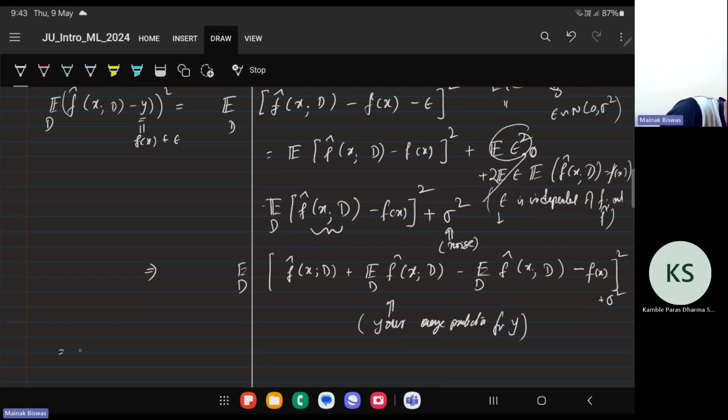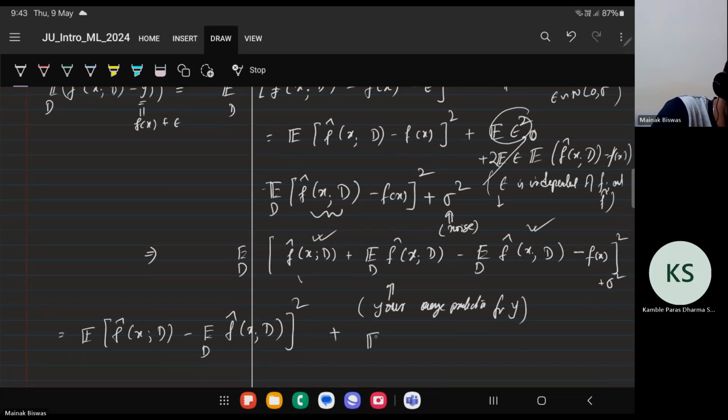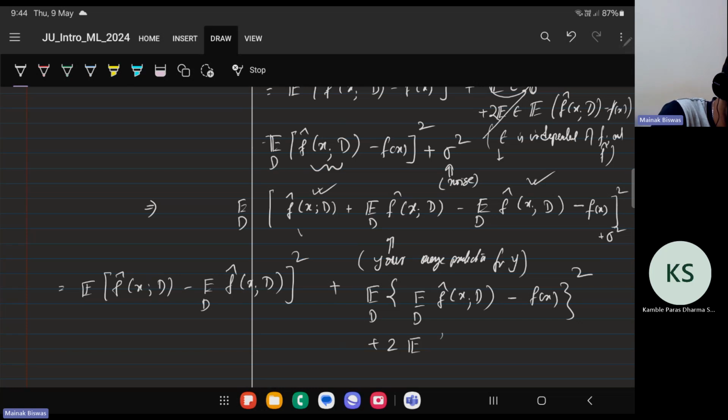Now if I expand this, what will I get? I'll get the expected value of f hat of x comma D minus the expected value over D of f hat of x comma D, whole square, plus the expected value over D of f hat of x comma D minus f of x, whole squared, plus 2 into the expected value of (f hat of x comma D minus the expected value of f hat of x comma D) into the expected value of (f hat of x comma D minus f of x).